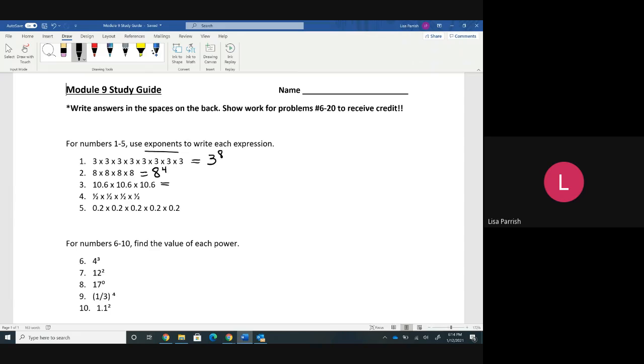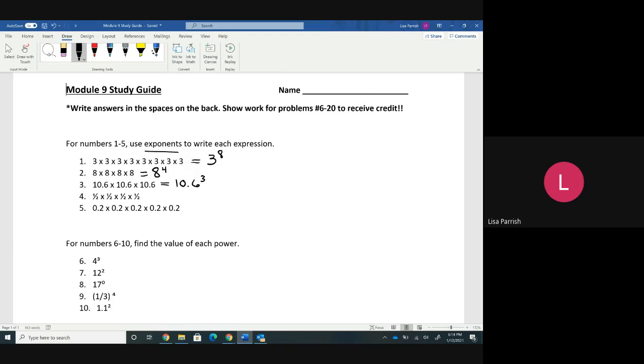So we have 10 and 6/10. So 10 and 6/10 is going to be my base still. Okay. That's the number that's being multiplied times itself. Doesn't matter that it's a decimal. And the same thing for the exponent. The same way we did 1 and 2, you count how many times is it multiplied times itself. 1, 2, 3. So I would write my exponent as 3.